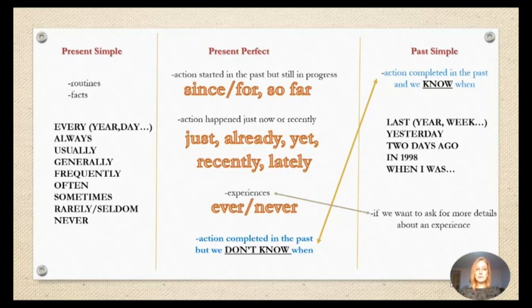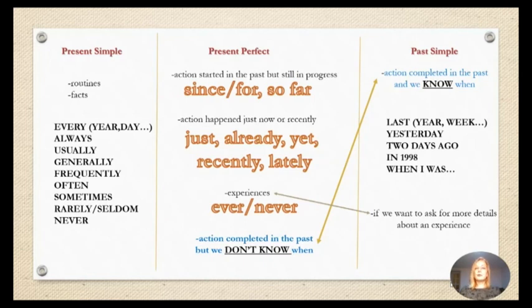We said that frequency adverbs go before the verb in the active sentence, but after the verb to be. And since we are talking about passive sentences today, and the verb to be is a part of the passive sentences, they go after the verb to be.